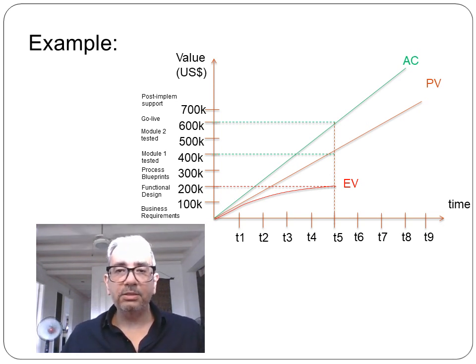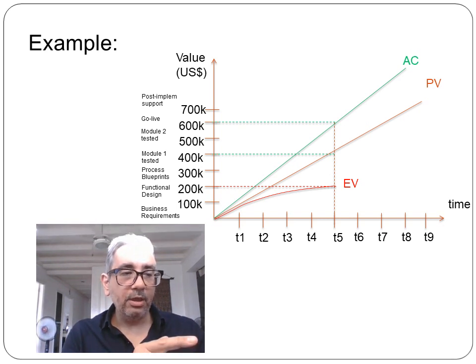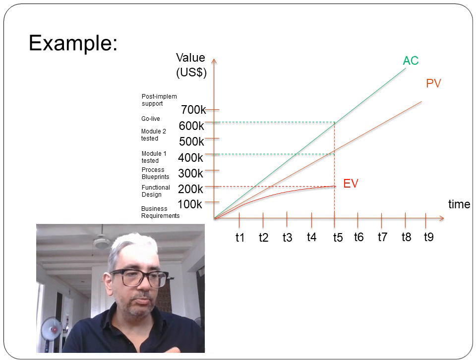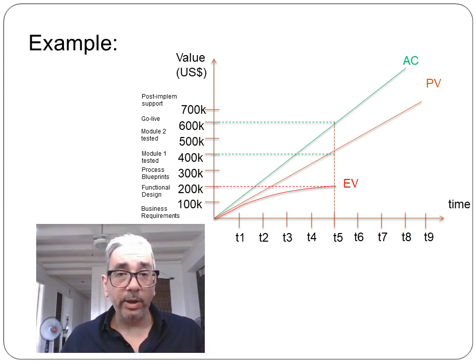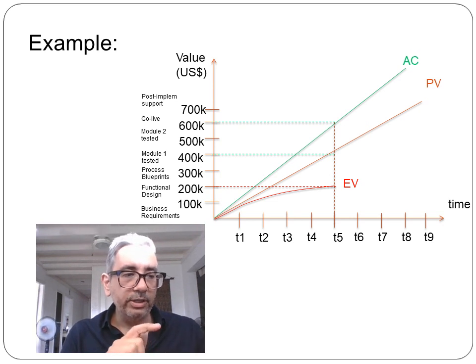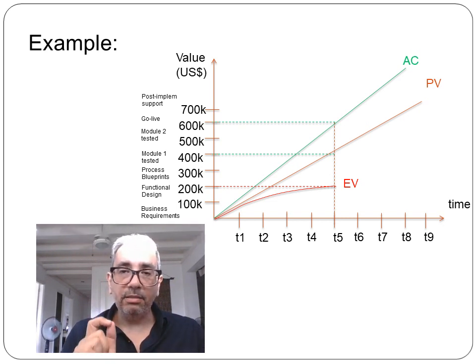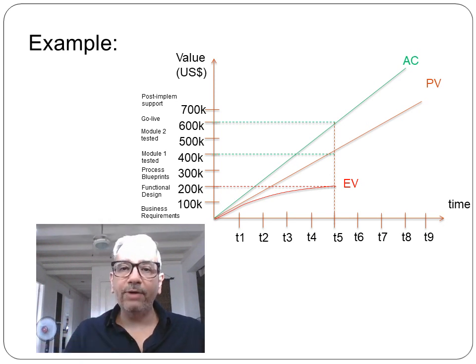The earned value means how much of the work was actually completed versus planned. At time 5, we estimated under the planned value that $400,000 worth of deliverables would be finished, which means module 1 would have been fully tested. However, we can see the earned value points at $200,000, which means we've only finished the functional design. And therefore, even though we paid more, the actual value of the project to us is only worth $200,000. This is a very important concept because earned value can be used to measure the actual progress of a project versus the plan.